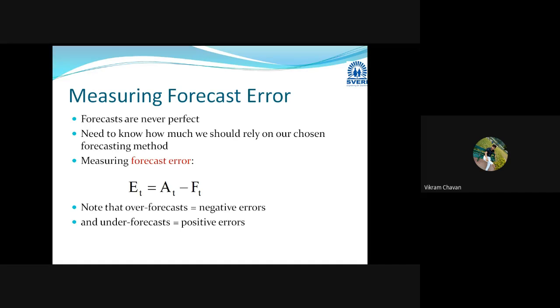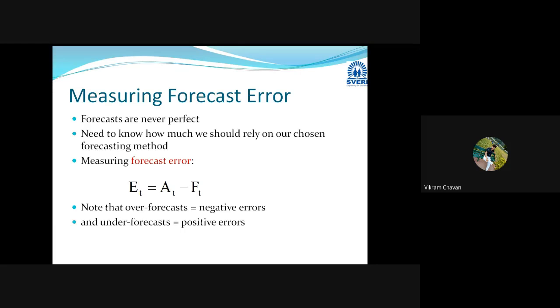A simple method is there, that is the error for the particular period, E suffix T, is equal to the actual demand for the particular period, that is A suffix T, minus the forecasted demand for that particular period, that is F suffix T. So error is nothing but actual demand minus forecasted demand for the particular period. We have to determine the difference between the actual demand and forecasted demand.